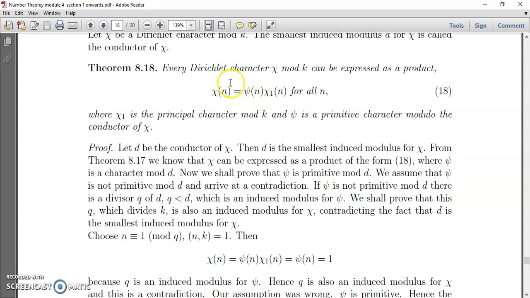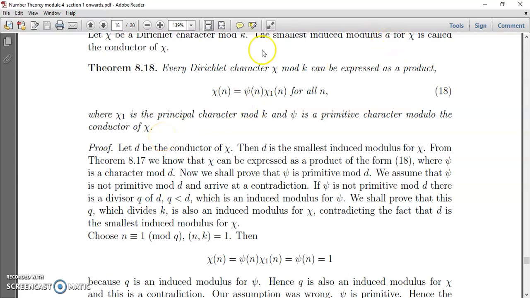That is, we have to prove that for every Dirichlet character chi mod k, we can express chi of n equal to psi of n times chi 1 of n for all n, where chi 1 is the principal character mod k and psi is a primitive character modulo the conductor. Modulo the conductor means the smallest induced modulo of chi.